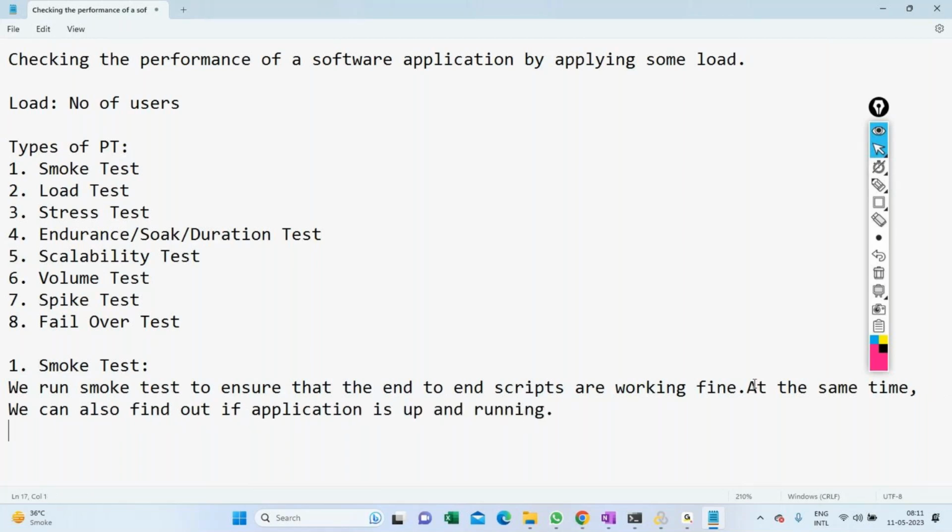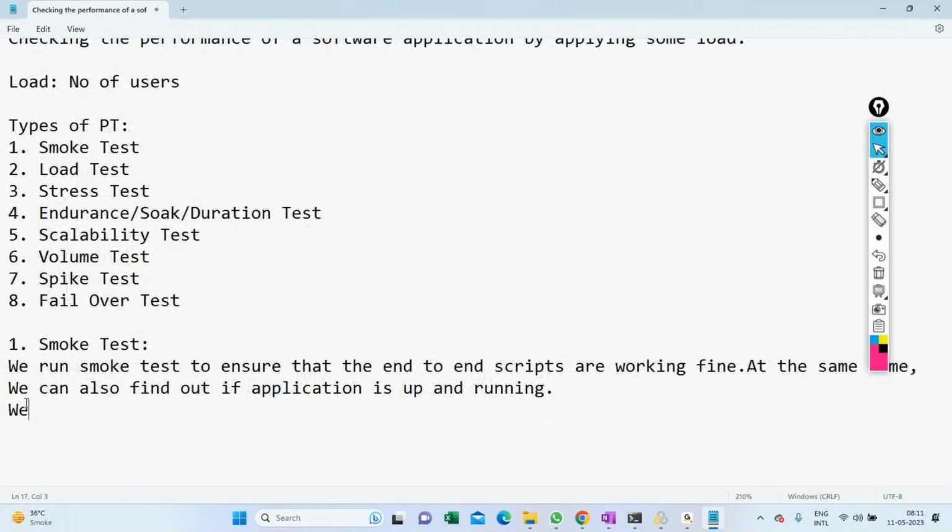Basically, we run a smoke test with a very limited number of users, like 2 users, 3 users. We run it for a specific number of times, like 5 iterations or 3 iterations, or, let's say, we run for 5 minutes, or 10 minutes, or 15 minutes max. So it's not like we run for a longer duration. We run for a very limited time with a limited number of users. So why do we run a smoke test with a limited number of users and a limited amount of time?